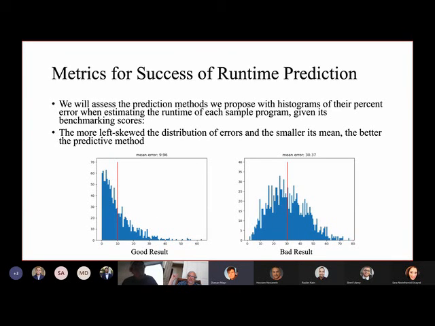So again, before we start talking about our analytics, we need to talk about the metrics of success that we're using. So we're going to assess our methods using histograms of their percent error. So you can see examples of those at the bottom of the screen. In these plots, the x-axis represents the percentile that a certain data point falls in, and the y-axis represents the number of data points that fall into each percentile. So the more left skewed the plot, the lower its mean is, the more desirable the solution. So for instance, the plot on the left corresponds to a better predictive method than the plot on the right because it's more left skewed.